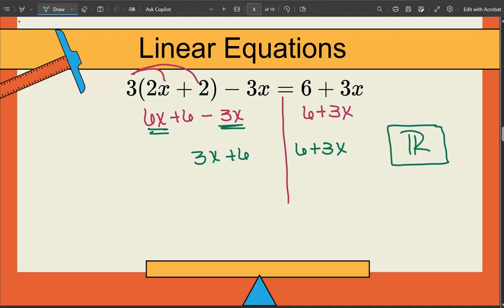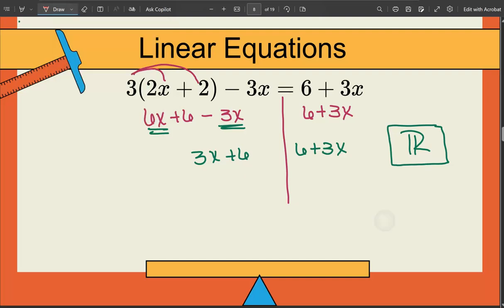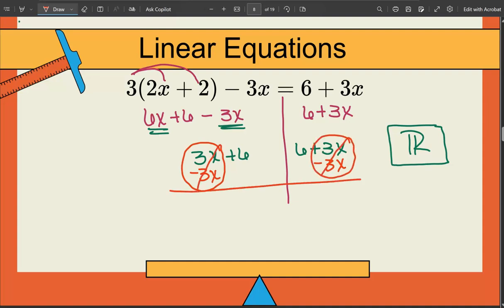It is an infinite number of solutions. If you don't see it, that's okay. We're going to subtract 3x from both sides. I recognize that that equals 0 and that equals 0. And I'm left with 6 is equal to 6, which is a true statement. So my answer is all real numbers.